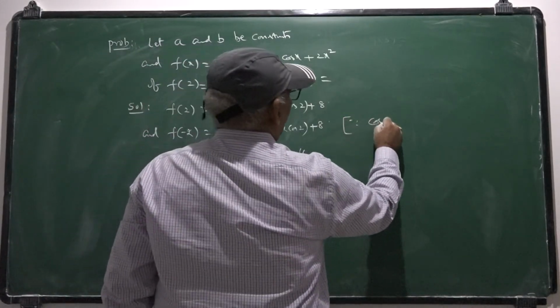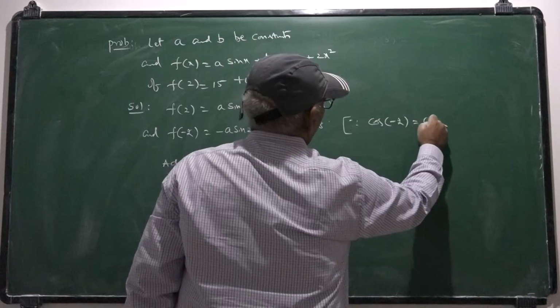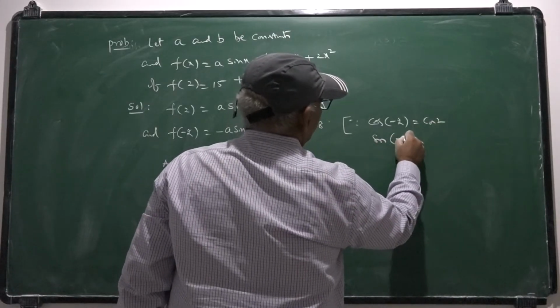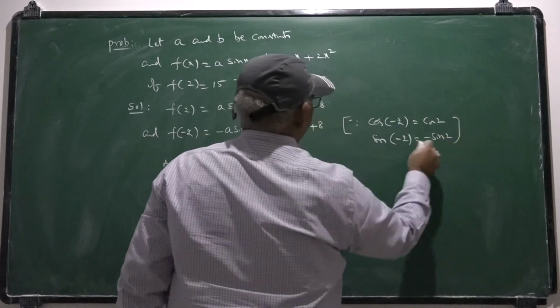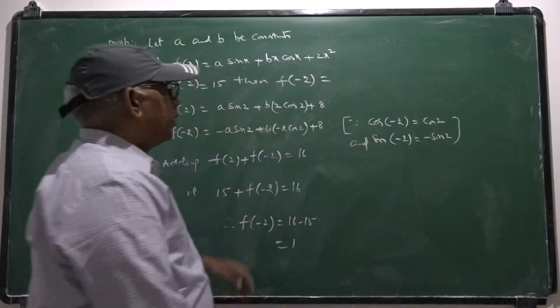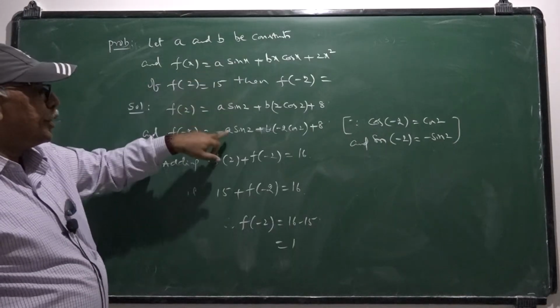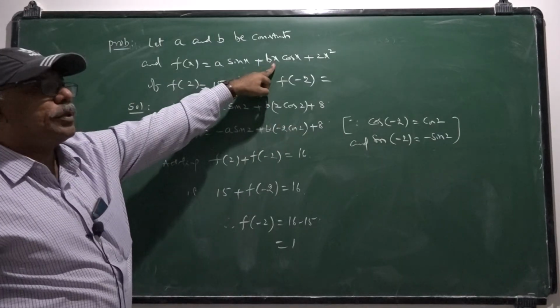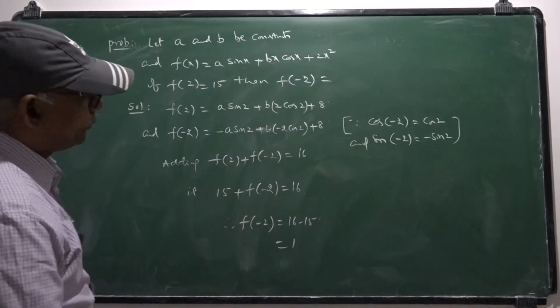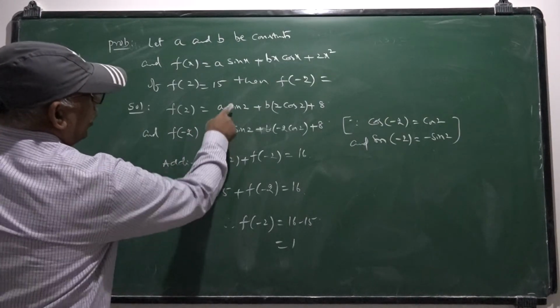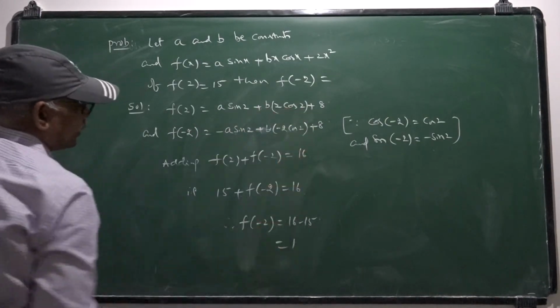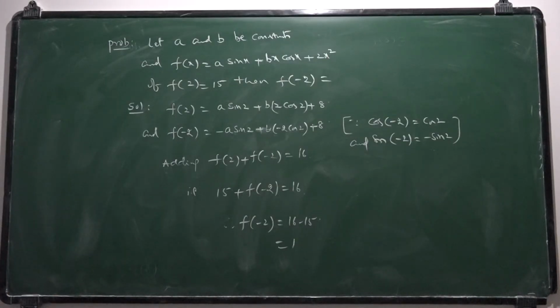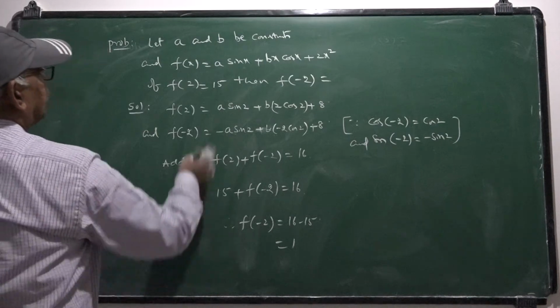Here the concept is cos of minus 2 is cos 2, sin of minus 2 is minus sin 2, whereas here we have x, hence minus 2 cos 2. Adding these two, these cancel. 8 plus 8 is 16. Based on that, f of 2 plus f of minus 2 is 16. f of minus 2 is 16 minus 15, 1. This is one integer type question.